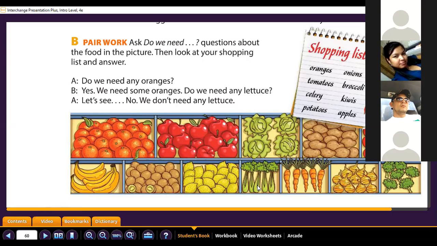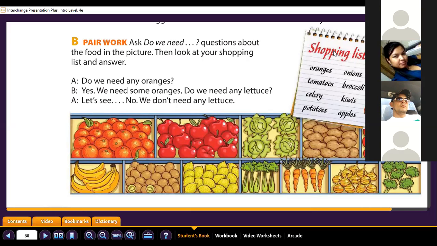No, we don't need any lettuce. Okay. Now, let's look at the picture and ask, let's practice like this. I will start and then you will volunteer to practice, okay? Let's see, for example, do we need any kiwis?